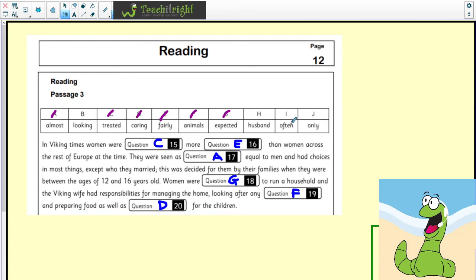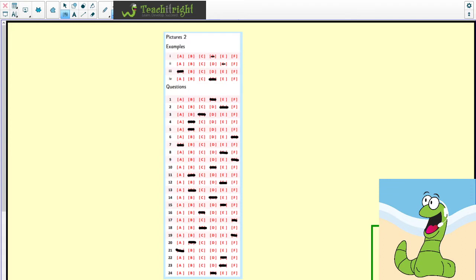So again, got a few words left over, but you can see the words there that needed to go into the gaps. I think using elimination there is really important. Certainly once you've finished, and if you have any time left, it is worth reading the whole passage back through to make sure it flows fluently as well. Let's move on to the next section.